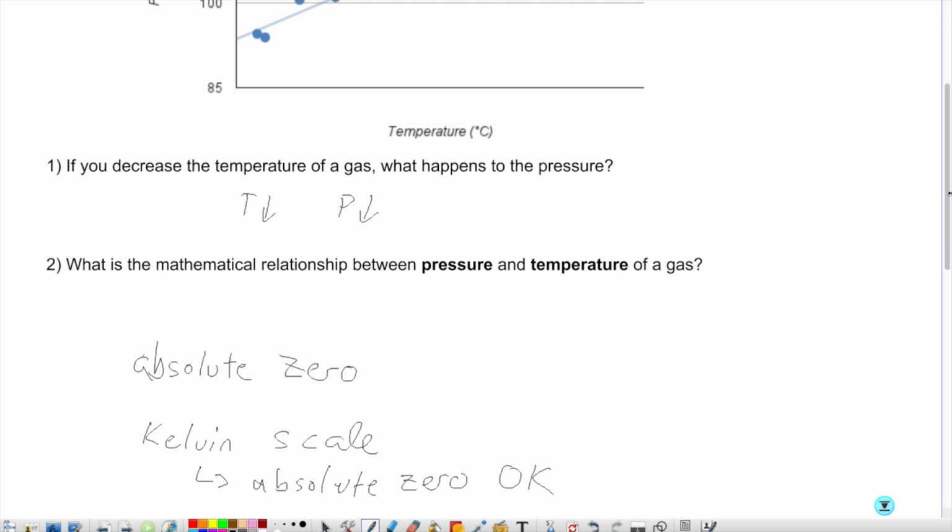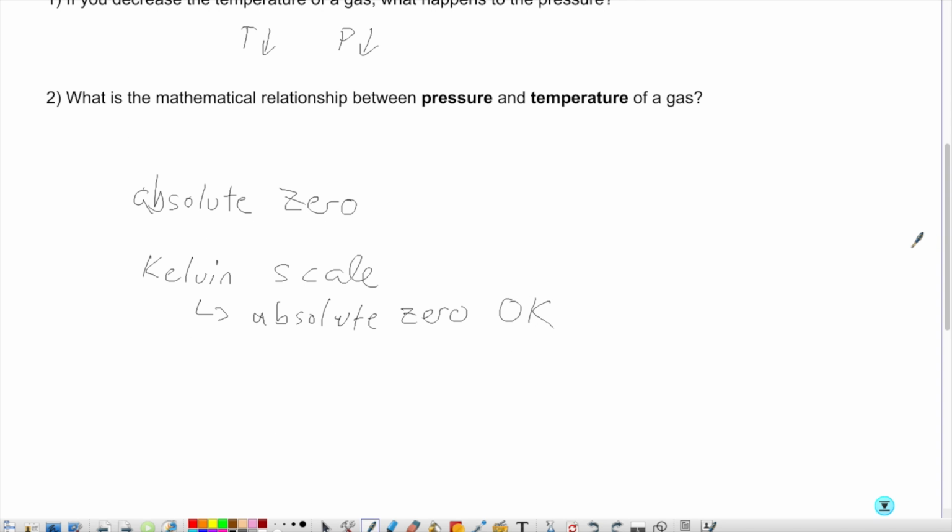All right? And each increment is the same as the Celsius scale. Okay? So a change of 1 Kelvin would correspond to a change of 1 degree Celsius. Fair enough.